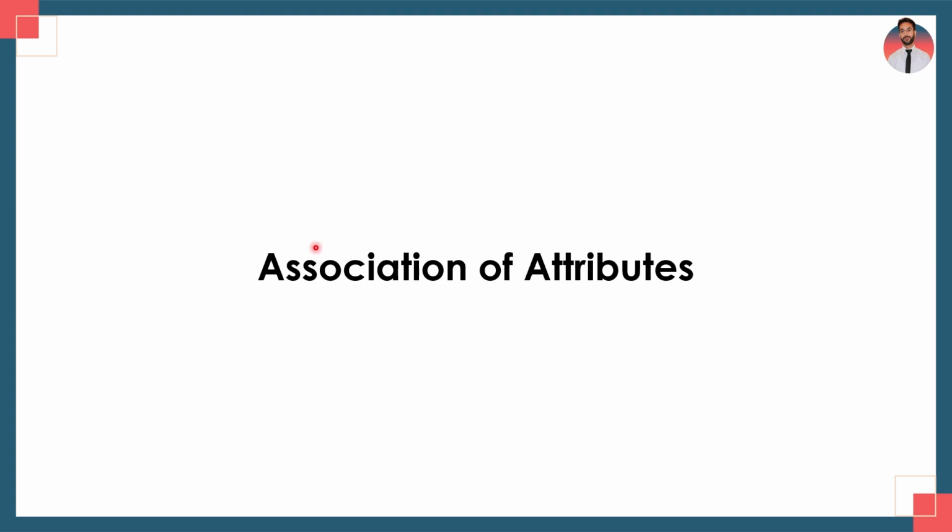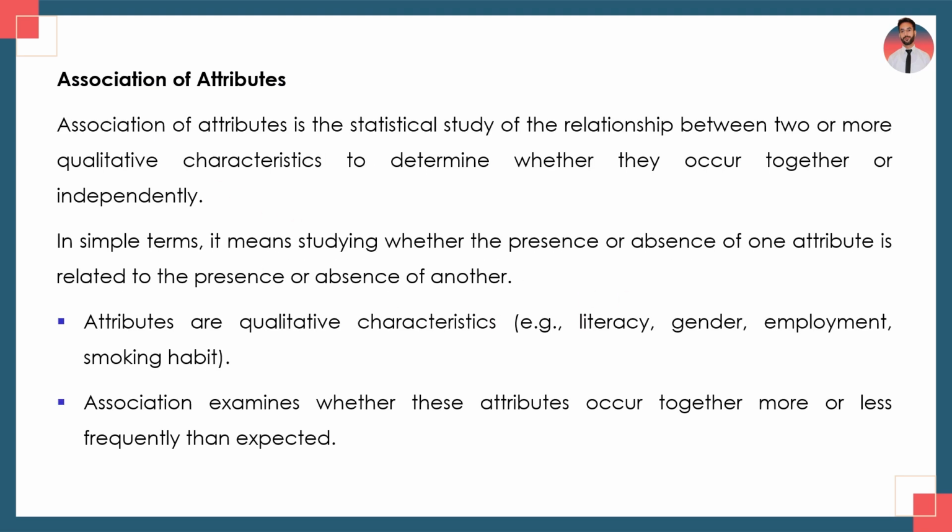Now I will discuss the third topic, association of attributes. Association of attributes is the statistical study of the relationship between two or more qualitative characteristics to determine whether they occur together or independently. In simple terms, it means studying whether the presence or absence of one attribute is related to the presence or absence of another. Attributes are qualitative characteristics, for example, literacy, gender, employment, smoking habit. Association examines whether these attributes occur together more or less frequently than expected.